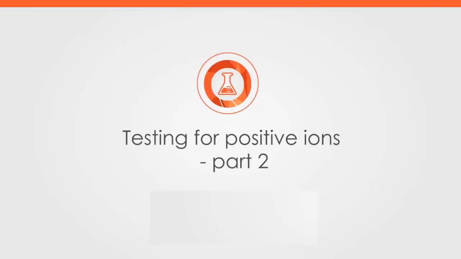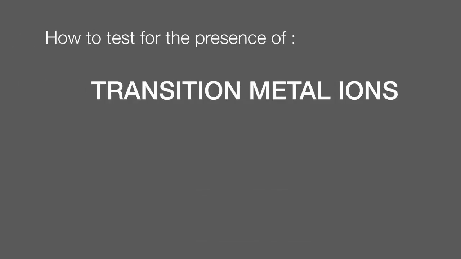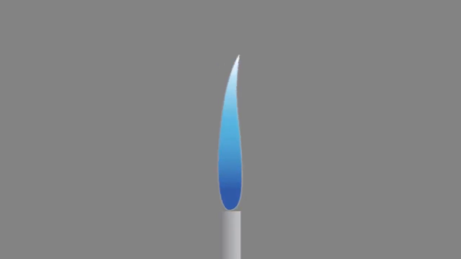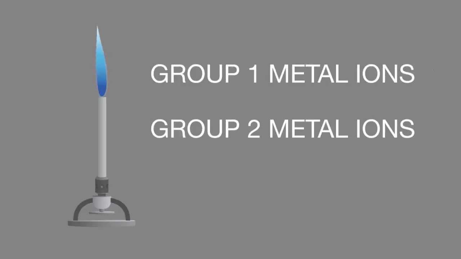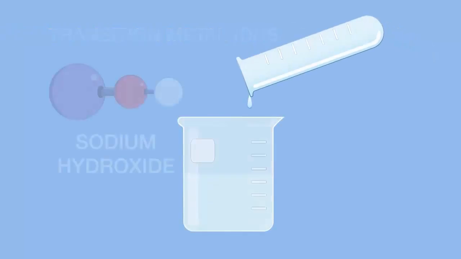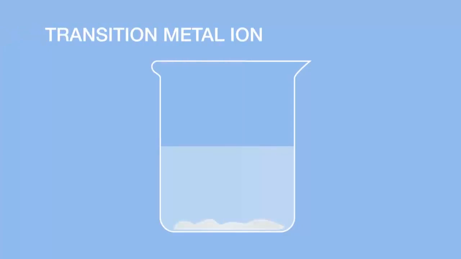In this lesson, we will learn how to test for the presence of transition metal ions and the ammonium ion. A flame test may be used to test for the presence of group 1 and group 2 metal ions, as well as for the copper 2+ ion. To test for transition metal ions, we can add aqueous sodium hydroxide to the unknown solutions. The color of the metal hydroxide precipitate formed can help us determine the identity of the transition metal ion.